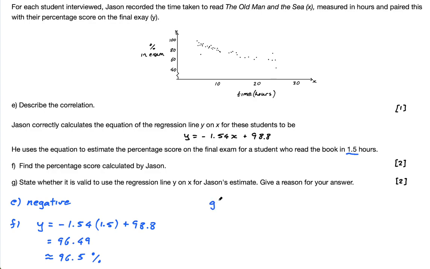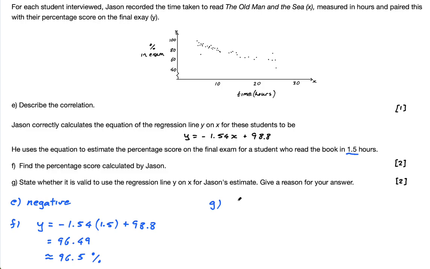So yeah, I would guess this guy's not going to get like 96.5%. That's too good. But these questions aren't testing your opinion on how fast it is to read a book. It's just checking your mathematical understanding. And the problem with the 1.5 hours isn't that nobody can read a book in 1.5 hours. The problem is that it's outside the range of data that is collected.